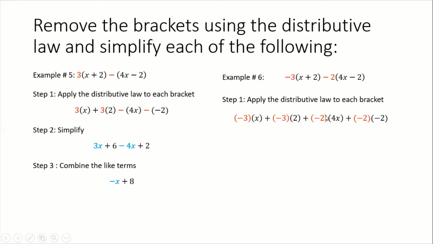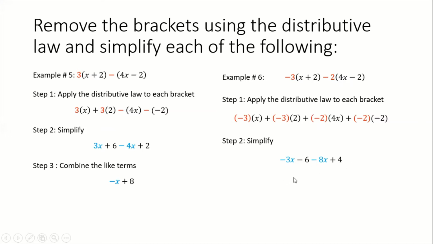So note here, when we are multiplying by negative numbers, to differentiate the double signs, we just put them in brackets. So at this stage, we're going to simplify, right? So note that when you simplify, negative 3 times x will give us negative 3x. And here, negative 3 times a positive 2 will give us a negative 6. And here, when we have negative 2 times positive 4x, that will give us a negative 8x. And when we have a negative 2 times a negative 2, that will give us positive 4, right?